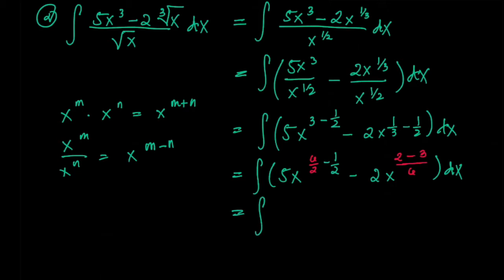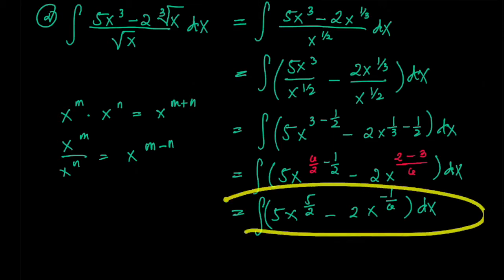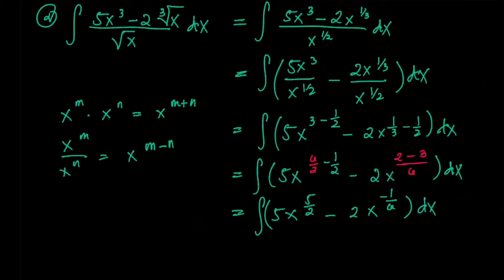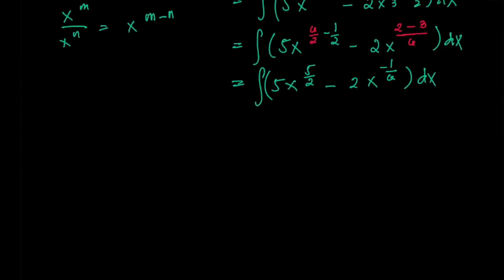Then to further simplify, 5x to the 6 minus 1 is 5 over 2, minus 2x to the 2 minus 3 is negative 1, then over 6. Close parentheses dx. Now, since this is the same form as the earlier example, all we need to do is just use the power rule. So to use the power rule, let's continue here.